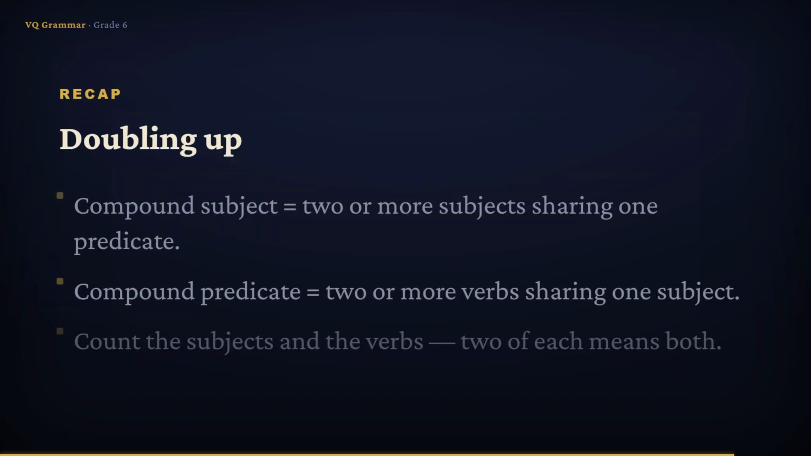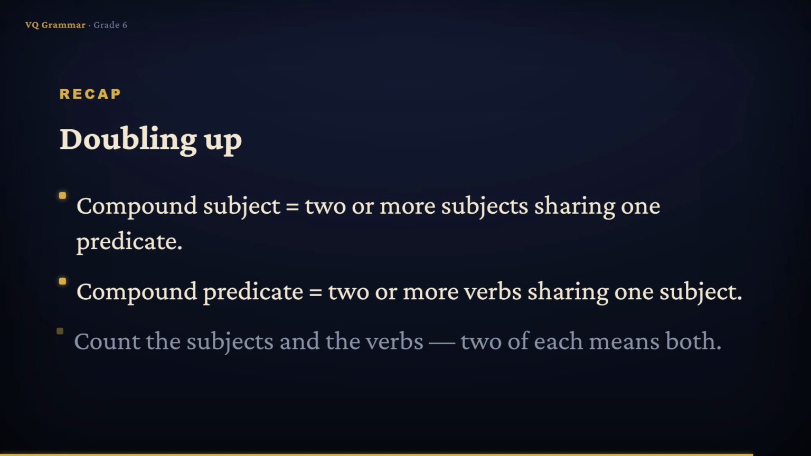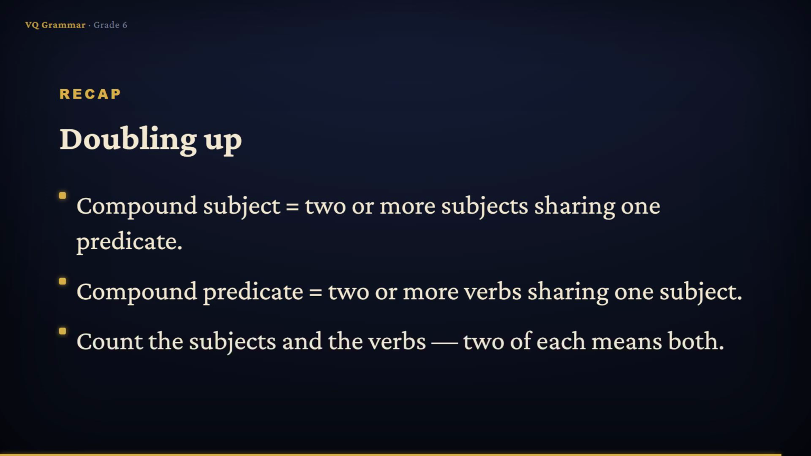Let's wrap up what we learned. A compound subject is two or more subjects that share one predicate, joined by and, or, or but. A compound predicate is two or more verbs that share one subject, joined the very same way. And a single sentence can carry both at once. When you're not sure, just count. Count the subjects, count the verbs, and let the numbers tell you. Two subjects means a compound subject, two verbs means a compound predicate, and two of each means both.